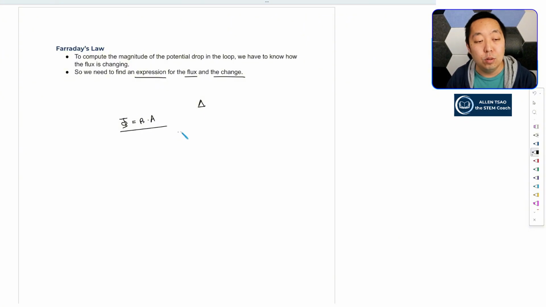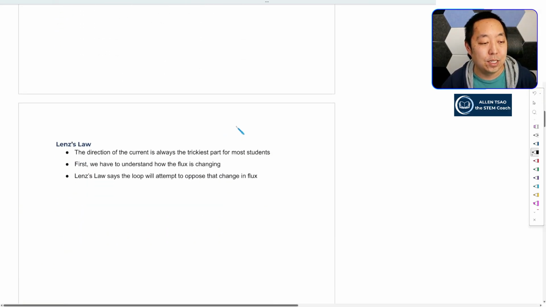In AP Physics 2, usually only the B or the A is going to be changing. In AP Physics C, E and M, you will have to do the derivative expression in order to go from there. And we'll do Physics C examples for that later on in a separate lesson.